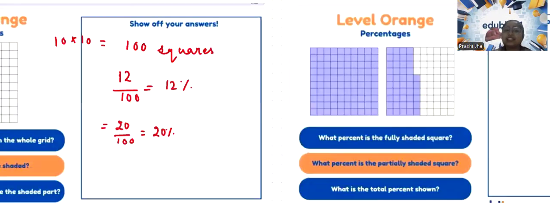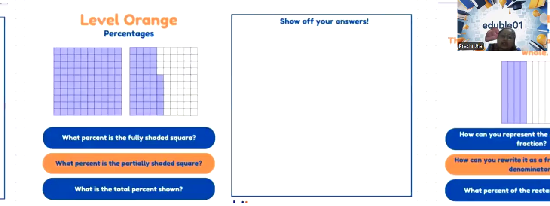Now, guys, if you see this one, there are two whole grids. What is the percentage of the fully shaded square? We are talking about the first one right now. Fully shaded square means in total there are 100 squares, and fully shaded means all 100 of them are shaded. So 100 by 100, we can call it 100%. That's true. Great job.